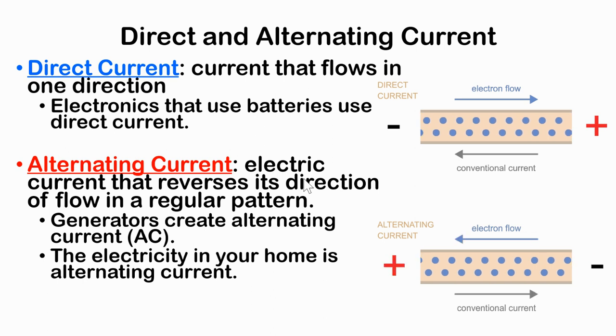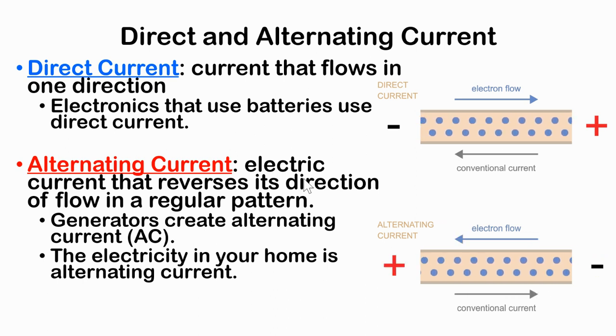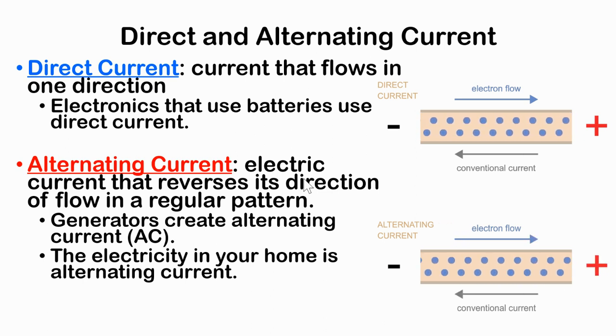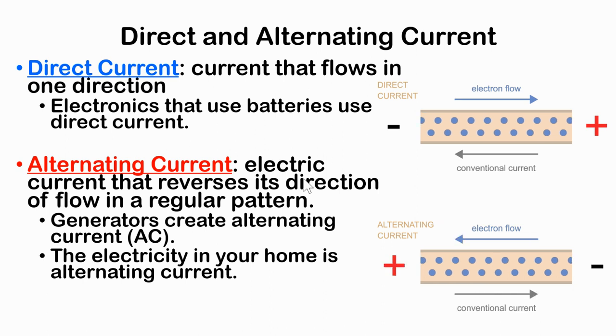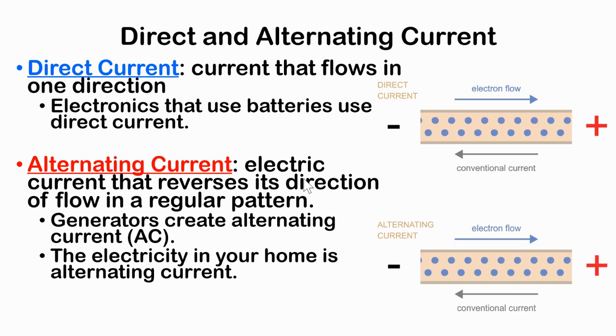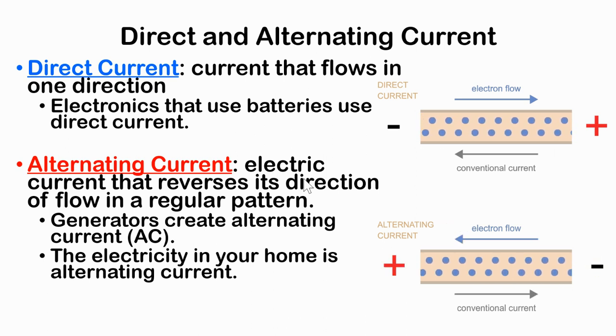Okay, last thing for this part. There are two types of current. There's direct current, and that's current that flows in one direction. So electronics that use batteries use direct current. Electricity flows in one direction because that's pretty much how batteries work, right? All the electricity is in the battery, and then it flows through the device that you're using until it's all used up. Alternating current is electric current that reverses its direction of flow in a regular pattern. It goes back and forth and back and forth.